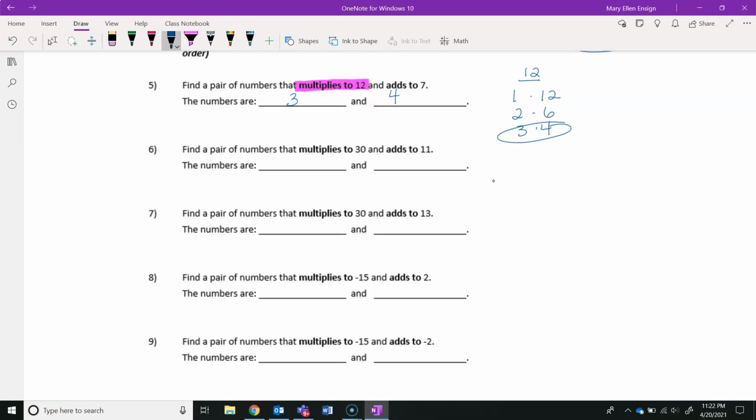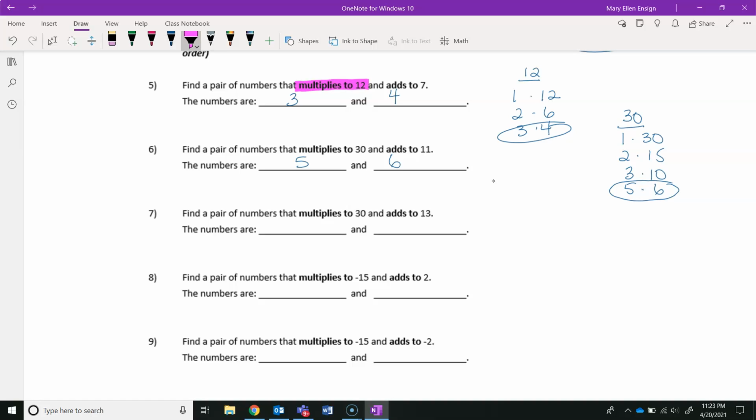Next, we're going to find a pair of numbers that multiplies to 30 and adds to 11. So again, we will start out by thinking about factors of 30. So 1 and 30, 2 and 15, 3 and 10, 5 and 6. We want one that adds to 11. If I chose 1 and 30, it would make the first part true, it would multiply to 30, but that would add to 31 instead of 11. Right? So we have to make sure we're doing both. So 5 and 6, again in either order.